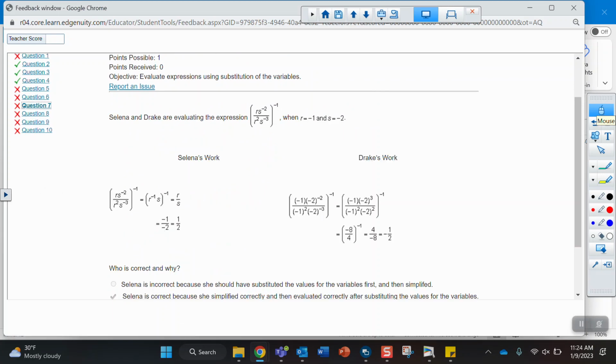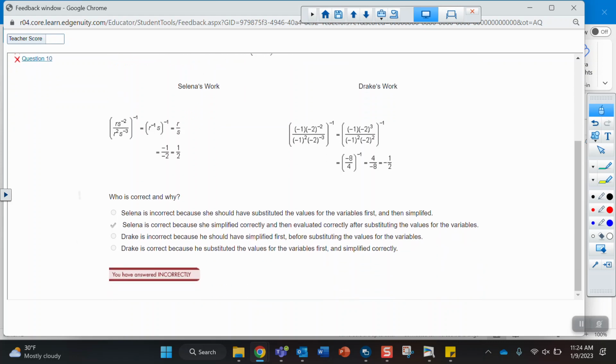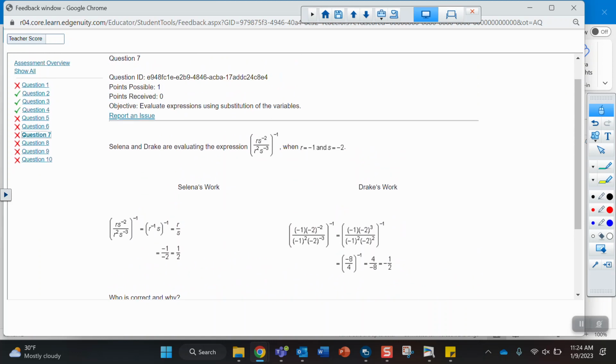Selena and Drake are evaluating those expressions. Selena's work, Drake's work. We got a positive half and a negative half. Who is correct and why? So if we look at Selena's work, she cleans up inside first. So we have r to the 1st on top and an r squared on the bottom, and 1 minus 2 is negative 1. Negative 2, we have to be careful with exponents and subtracting. Negative 2 minus negative 3, I'm subtracting these exponents, is positive 1, so that's good.